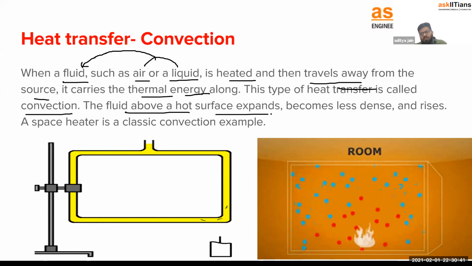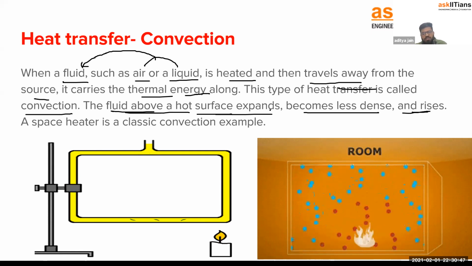The fluid above a hot surface expands, becomes less dense and rises. This I have already explained. The fluid which is directly above the hot surface gets heated and expands, its density decreases and it rises. So the alternate layer which is above the hot portion comes down and gets heated. This is a continuous process.